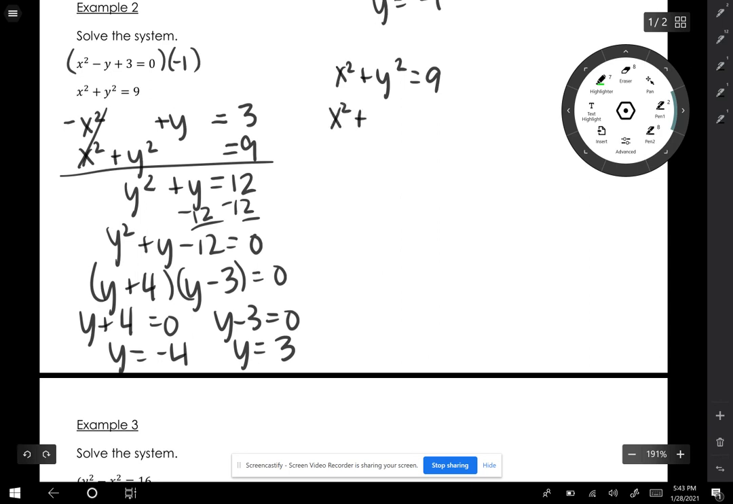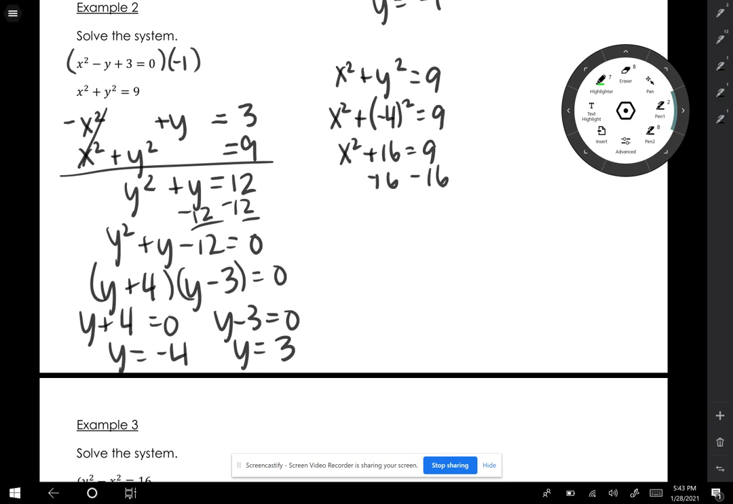So x squared plus, I'm going to plug in -4 first. I get x squared plus 16 equals 9. I'm going to subtract that 16 from each side. So I get x squared equals -7. Now when you take the square root, to find the square root of a negative number, it'd be imaginary. It's not a real answer. So we're going to cross out y equals -4. It's not a solution we'll be using.